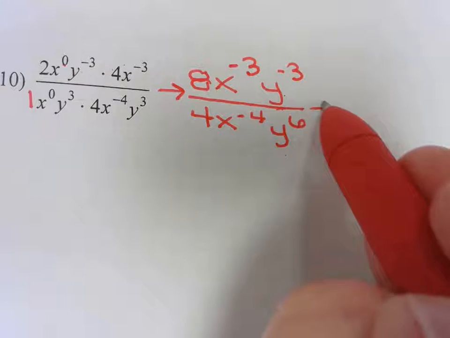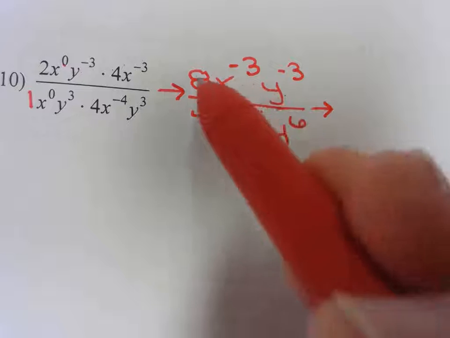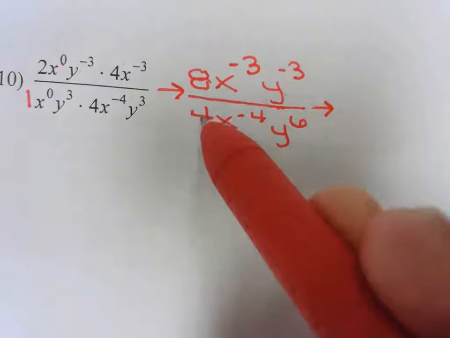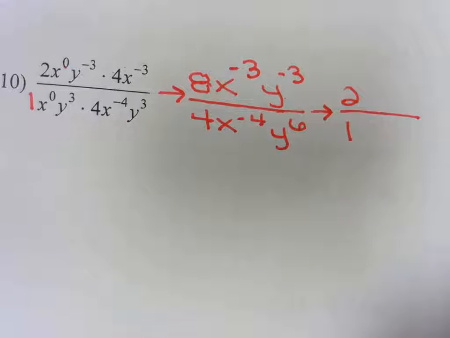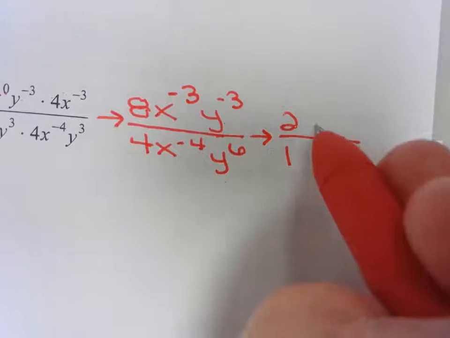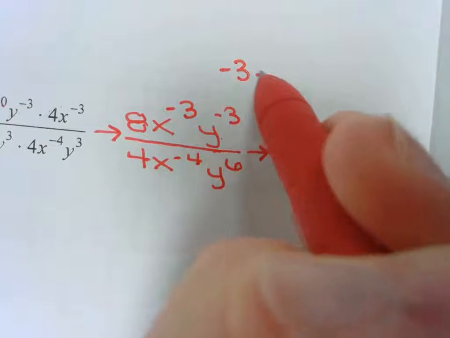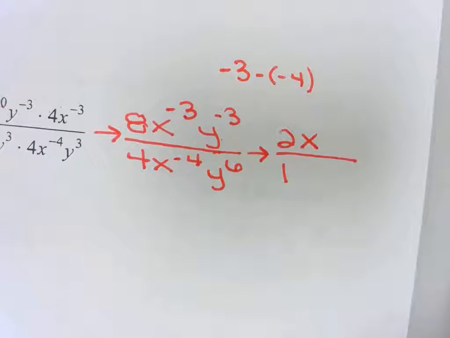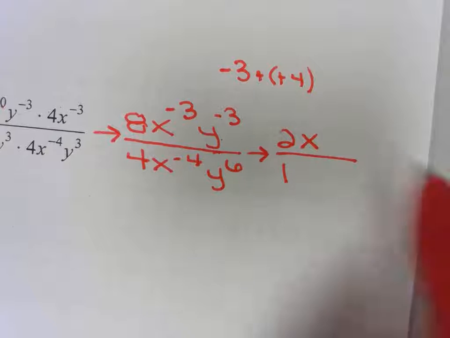Okay, let's go through and divide it out. So my coefficient, when I divide it out, is going to be what? What's 8 divided by 4? 2. So it's going to be a 2 over 1. And then subtract your exponents. Now be careful with this. If you need to write your exponents out, always start at the top. So x up at the top. Negative 3 minus negative 4. So plus, plus. So what's negative 3 plus 4? 1. So x to the first.